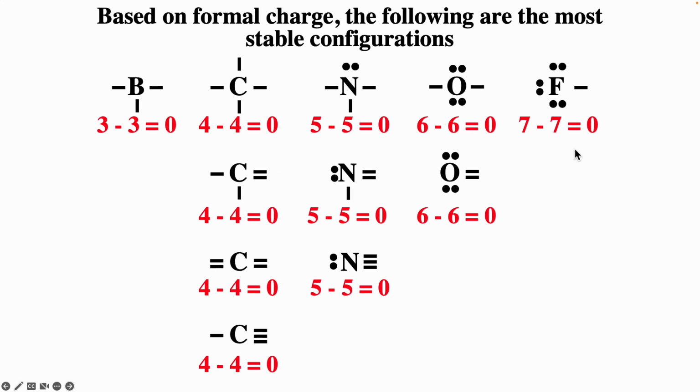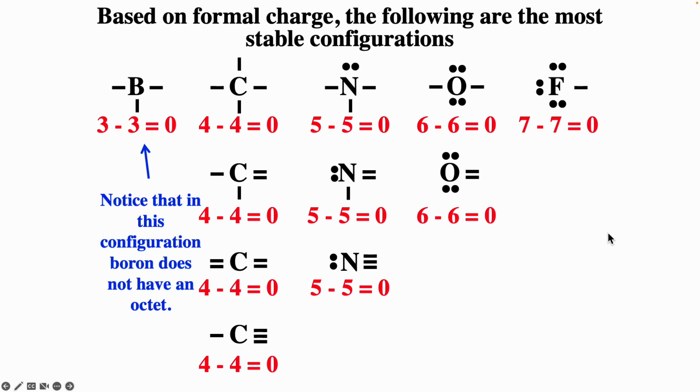For fluorine, in all compounds, fluorine will have 1 single bond and 3 lone pairs. That gives it a formal charge of 0. And again, for the boron, it's surrounded by just 6 valence electrons. But based on the formal charge, we know that's fairly stable. And so one of the exceptions to the octet rule is that boron and aluminum are often happy with just 6 valence electrons.